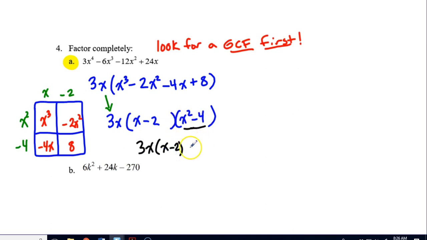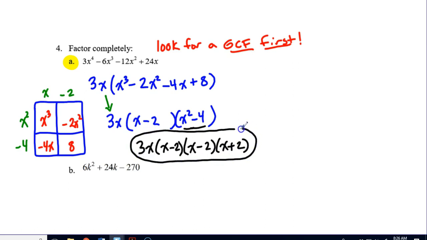Okay, so hopefully you broke that down. Hopefully that's starting to come back to you. x minus 2 and x plus 2. The order of the factors does not matter, of course. According to the commutative law of multiplication, you could have changed the order here and you'd be fine.